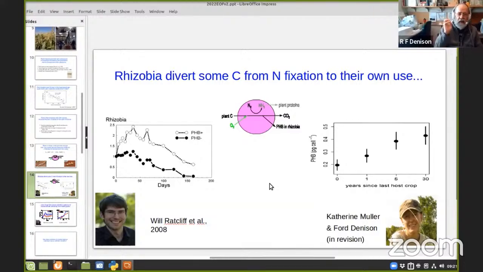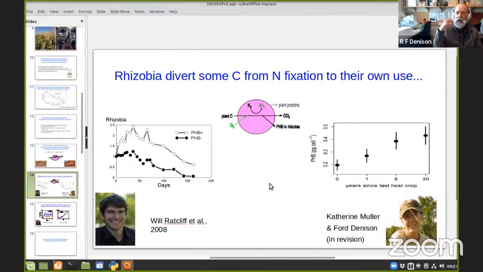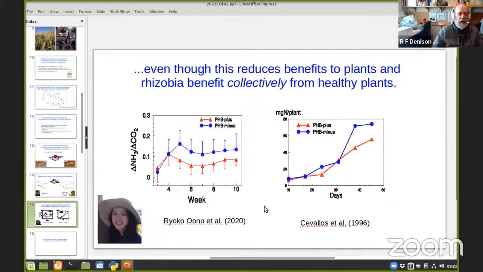But if they divert too much resource, their plant's not going to have enough nitrogen. It's not going to be able to make the enzymes that it needs to photosynthesize. It won't have carbon to share with these bacteria. So there's a collective cost of these bacteria diverting resources away from nitrogen. And we can see that here on the left.